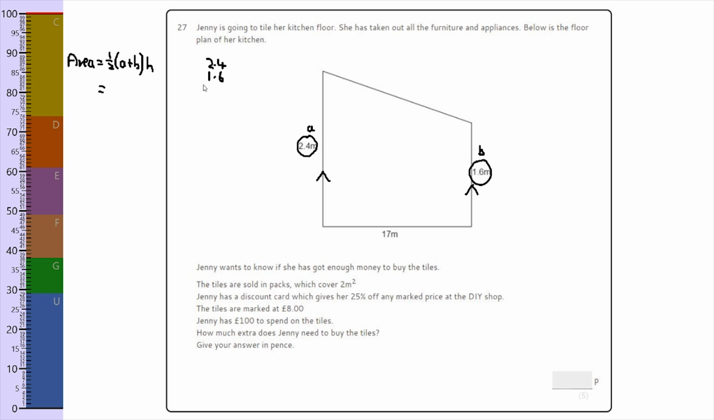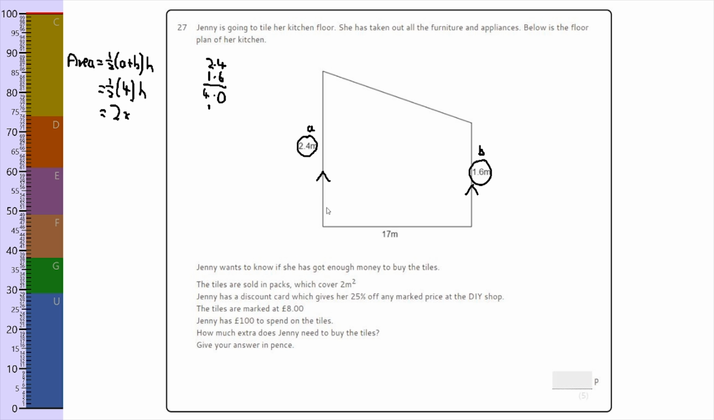2.4, 1.6. 4 plus 6 is 10, so I carry the 1. 2 plus 1 is 3, plus 1 is 4. So that's just going to be 4. So it's half, and we've got the 4 in there, h, let's worry about the h later on. That's saying half times 4. Well, what is half of 4? Well, that's going to be 2 times the height.